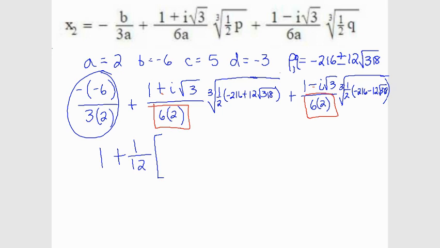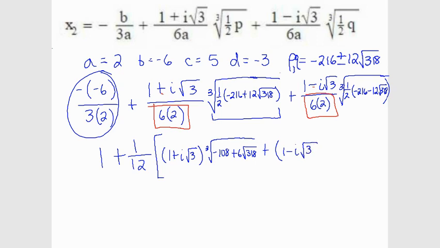Okay, so we get 1 plus i root 3 times the cube root, and note this is just the same as what we just calculated on the other page, of negative 108 plus 6 root 318, plus, now it's the conjugate, 1 minus i root 3 times the cube root of negative 108 minus 6 root 318.